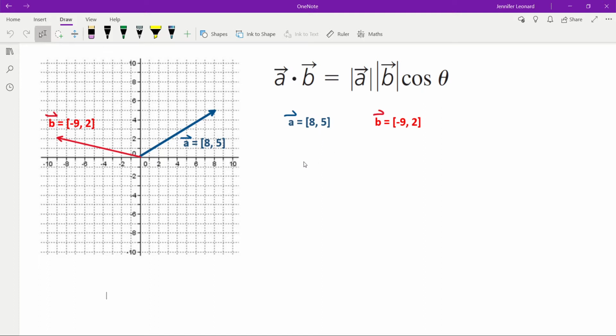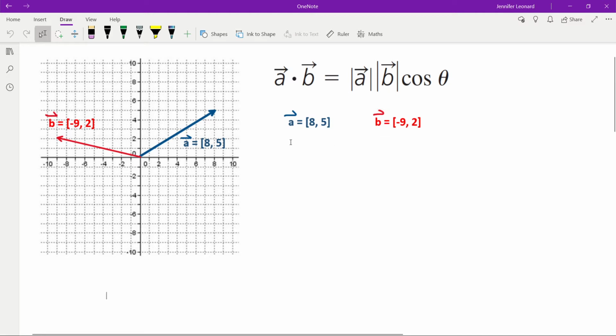Hi everyone! In this video I'm going to be showing you how to use the dot product to solve for the angle between two vectors. So we saw earlier that we have this awesome formula for the dot product, where it's the magnitude of your two vectors multiplied together and then multiplied with the cosine of the angle. We can use this relationship, as long as we know the dot product and the two magnitudes, to work backwards and solve for theta.